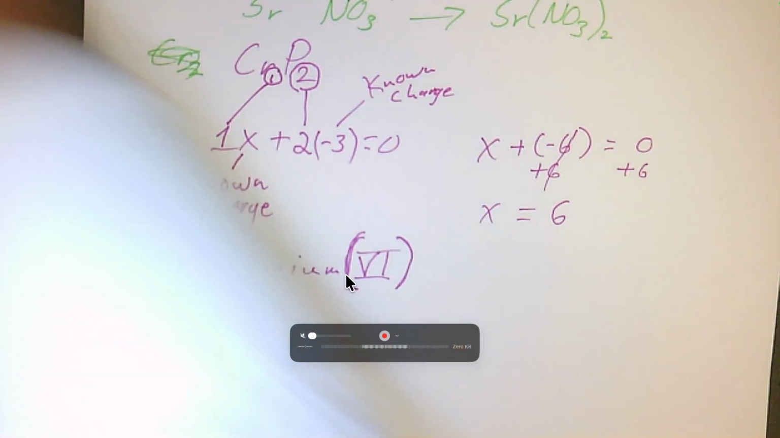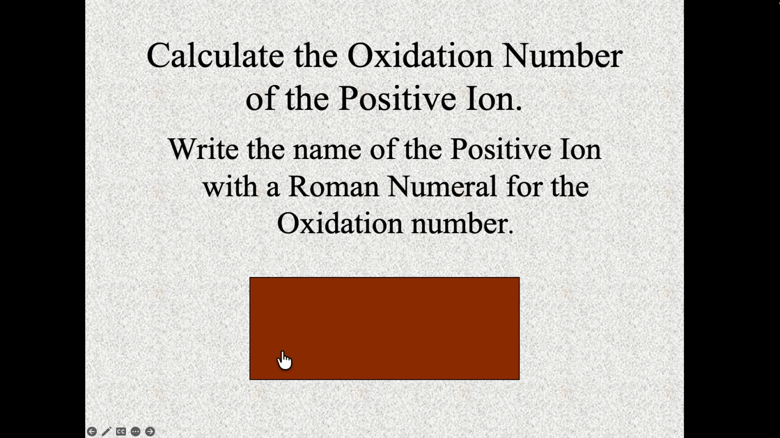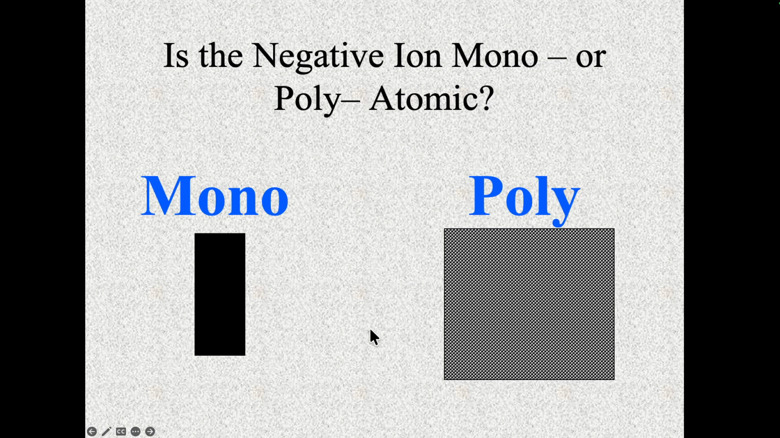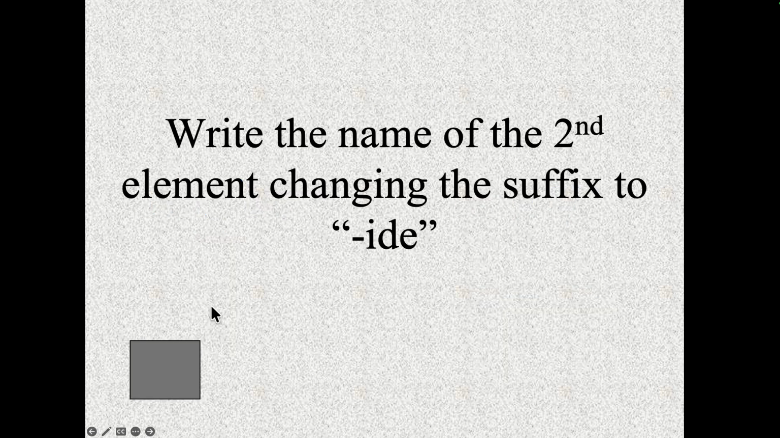Are you with me? Okay, so then we'll go back to our flow chart. After we do that, we're back to the same step we've done before. Is the negative ion mono or polyatomic? It was mono. All right, so we're going to write the name of the second element, changing the suffix to IDE. What is P?